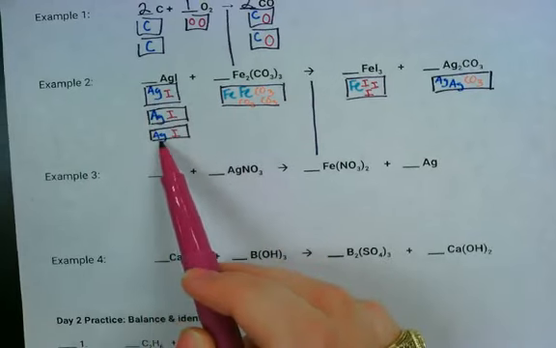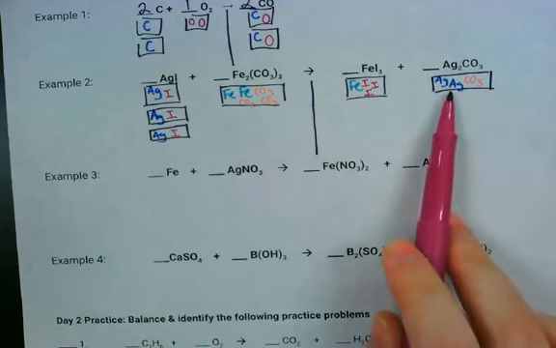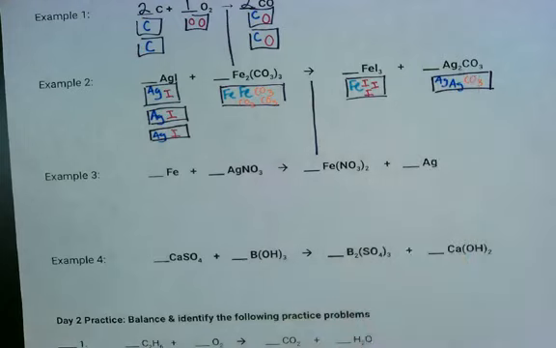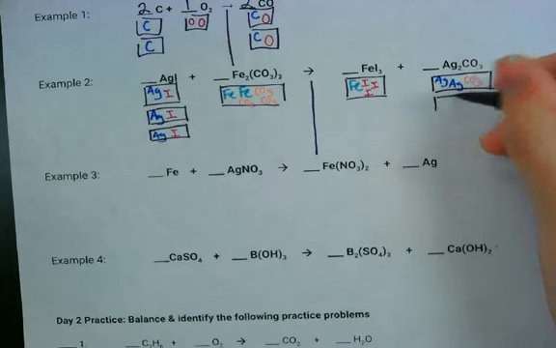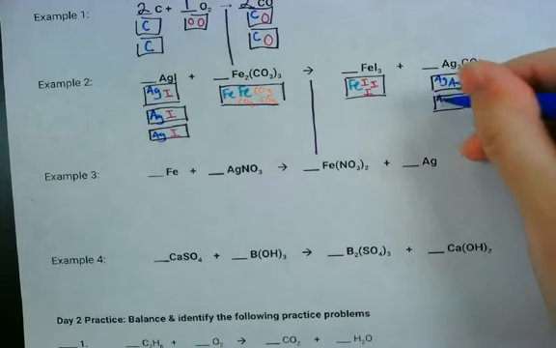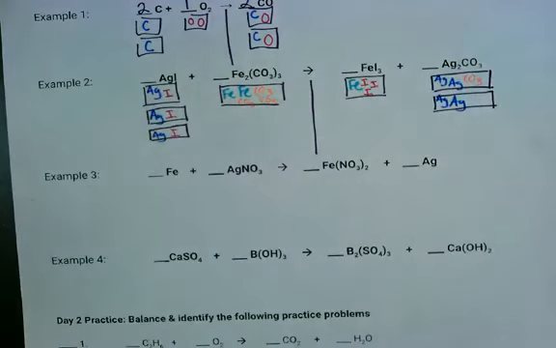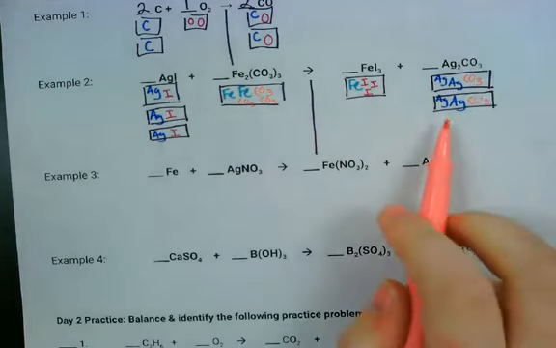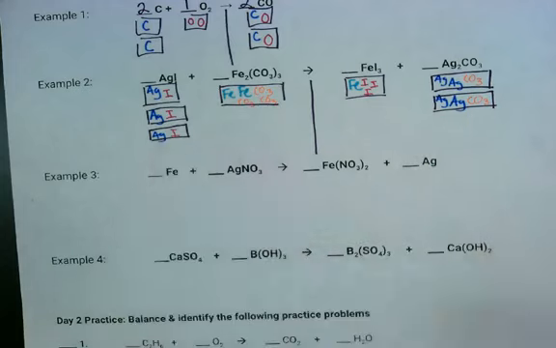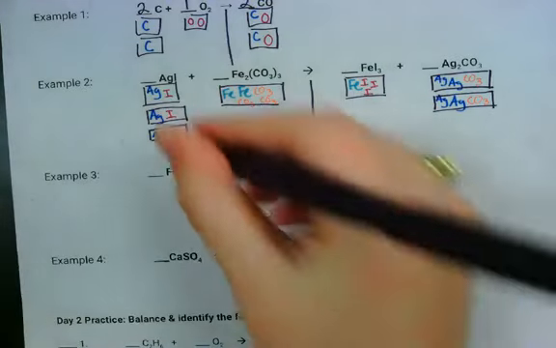Okay, let's check silver. I have 1, 2, 3 over here. I have 1, 2 over here. Okay, so 3 and 2, are they equal to each other? No. So we're going to have to add another box on the side that has fewer Ag's, which is this side. Now remember, we have to create the whole box again. So Ag, Ag, CO3. Alright, so now I have 4 Ag. How many Ag do I have over here? Just 3. So we gotta draw another box.